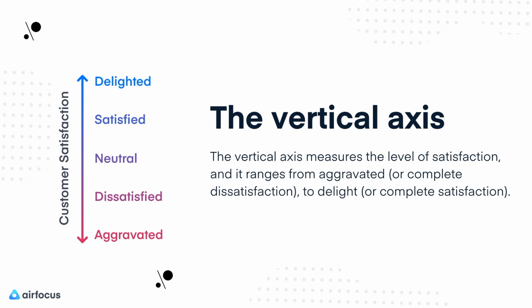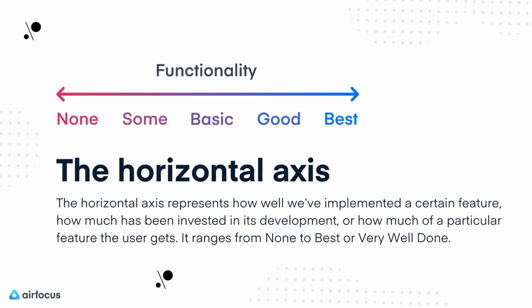The vertical axis measures the level of satisfaction, and it ranges from aggravated or complete dissatisfaction to delight or complete satisfaction. The horizontal axis represents how well we've implemented a certain feature, how much has been invested in its development, or how much of a particular feature the user gets. It ranges from none to best or very well done.